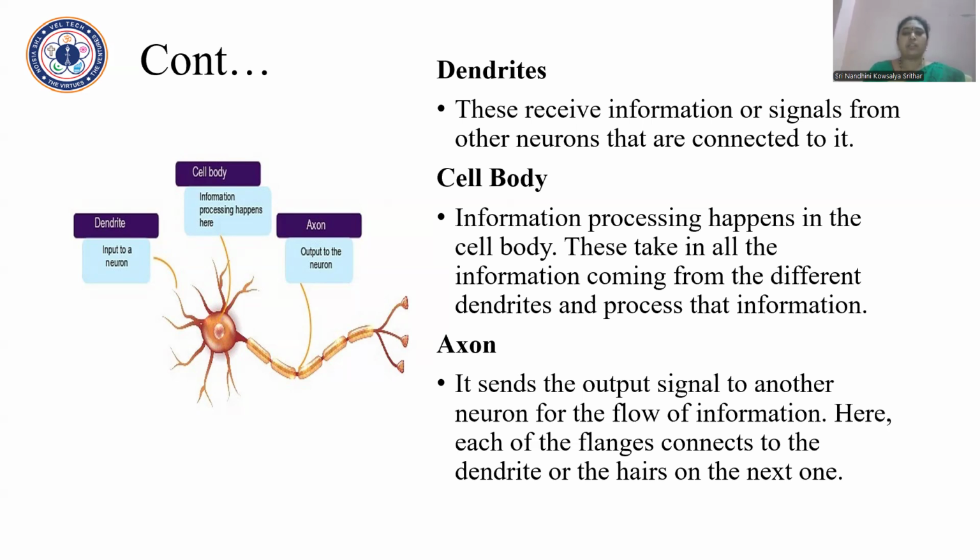So here dendrites are used to receive information from other neurons that are connected to the neuron. Then in the cell body, information processing happens. It takes in all the information coming from the different dendrites and processes that information. The axon sends the output signal to another neuron for the flow of information. It gives the output as an input to the other neurons.